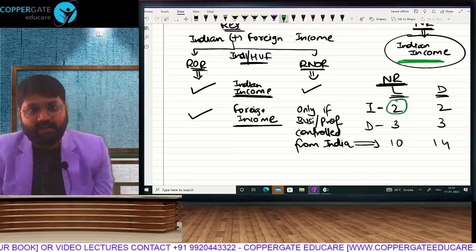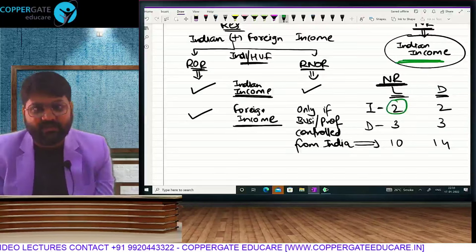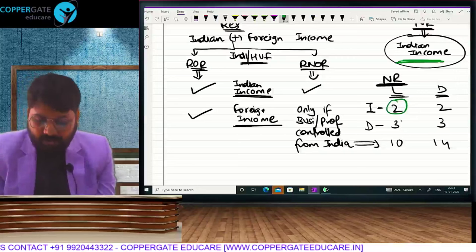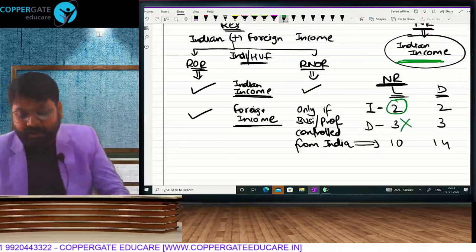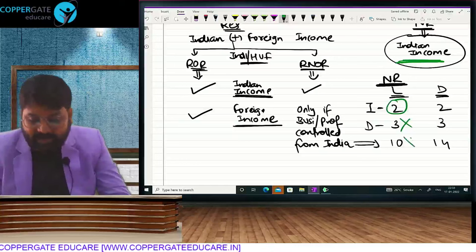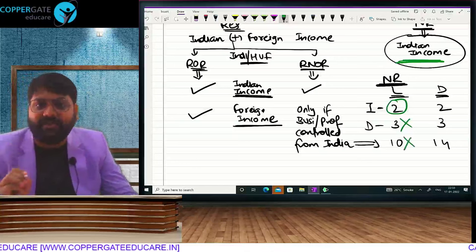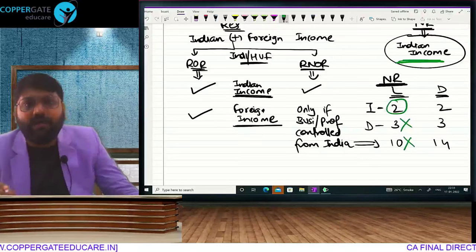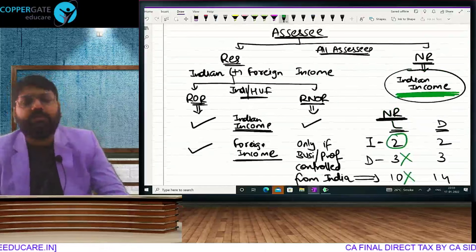Correct? And what about her Dubai income of 3 lakh? She is a non-resident. Very easy to answer. Will she pay tax? Not taxable. And what about the 10 lakh? The business is controlled from India. Still not taxable. Because business controlled from India, that foreign income is taxable only for those assessees who are RNOR. Non-resident has to pay tax only and only on Indian income.